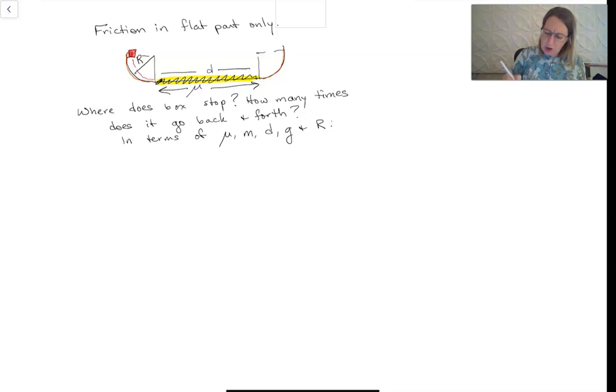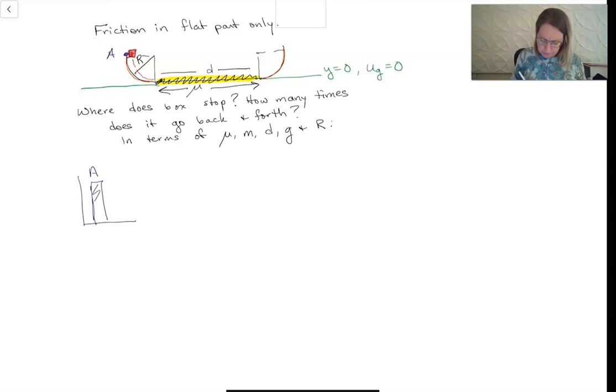So we can sort of start by saying, hey, let's look at this point. That's our initial point A. Let's say what's going on at point A. So we've got gravitational potential energy. I'm going to call this my y equal to 0, so that would be my gravitational potential energy equal to 0. So at point A, I have gravitational potential energy, UA. I don't have any kinetic energy, and I don't have any energy that's gone into thermal yet.